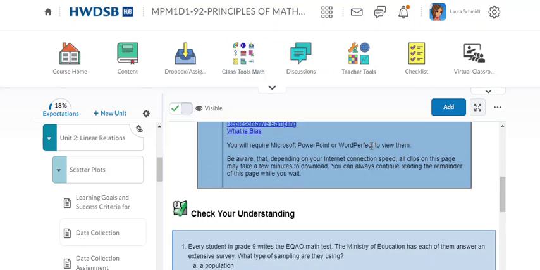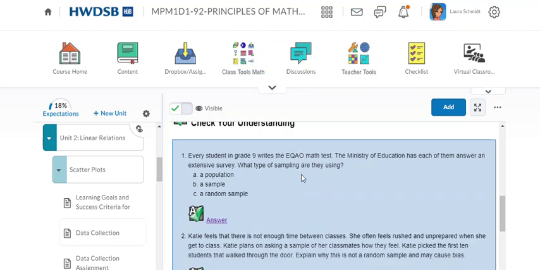See, it's totally dated. Does anyone use WordPerfect? I don't think so.